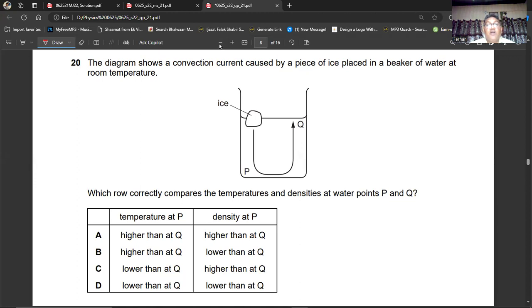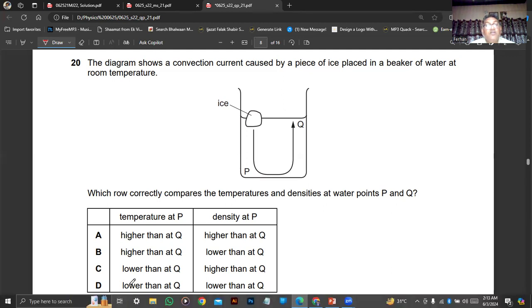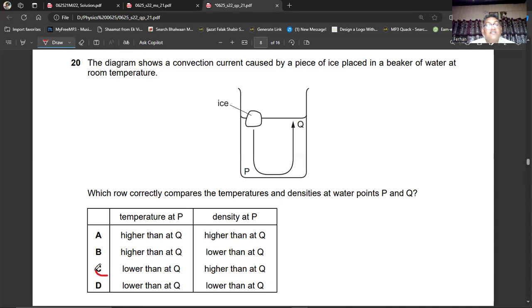You see, the water which rises here is hot, and the cold water comes down. So the water here is hot and the water here is cold. So the water here has higher density and the water here has lower density. So the temperature at P is lower than at Q, and the density at P is higher than at Q. So I think C is the choice. This is hot water, this is cold water. This is a convection current due to cooling from the top. So C looks right.